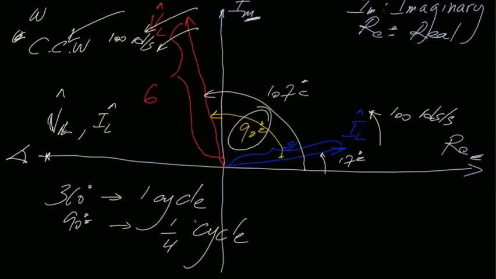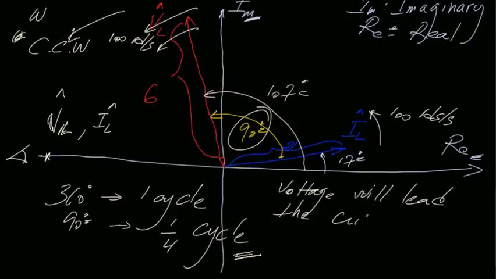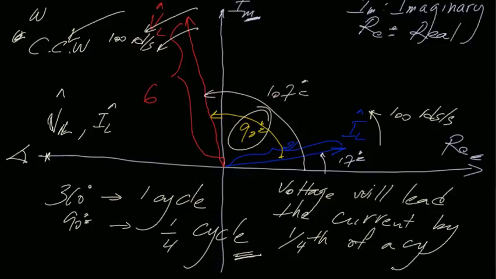Right? So what does this again mean? Well, it simply means that the voltage will always be 1/4 of a cycle ahead of the current. So let's just say it in here: the voltage will lead the current by 1/4 of a cycle.